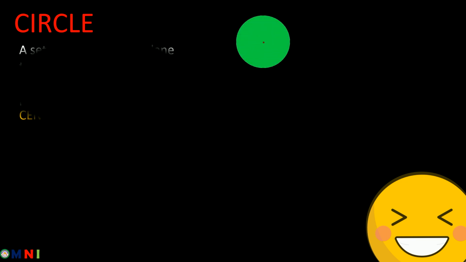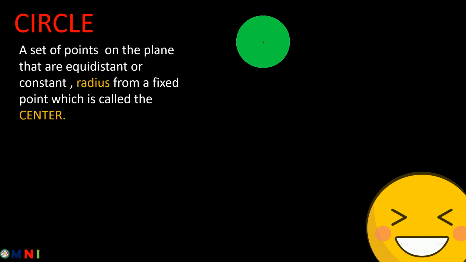So I will be focusing on the first conic section, which is the circle. So what is a circle? This is basically a review of your previous year, wherein you were not able to finish. A circle is defined as a set of points on the plane that are equidistant, or constant, and this constant is what we call the radius, from a fixed point, which is called the center.